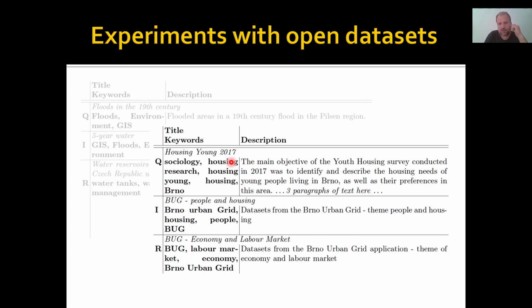Another example is with these three datasets, again query, intermediary dataset, and result, and it's about housing. So the query is a dataset about housing, young, sociology, housing research, housing young, housing, and Brno city. And there is quite a long description, that's not all of it, there are 3 more paragraphs of text, so it's a very large description, but here, for example, it's a very small description, just this, and this result is just this. But again, we can see these two have nothing much in common, but thanks to the intermediary dataset, we can find overlaps between these two and these two as well. So we get a result for this query.